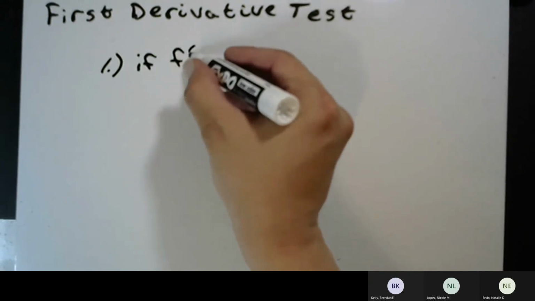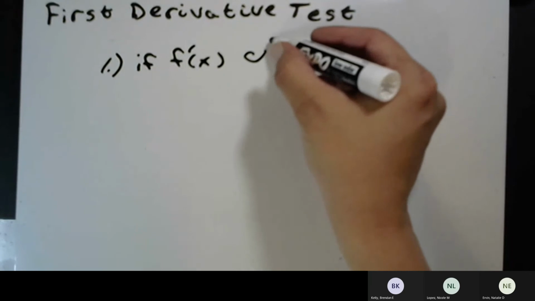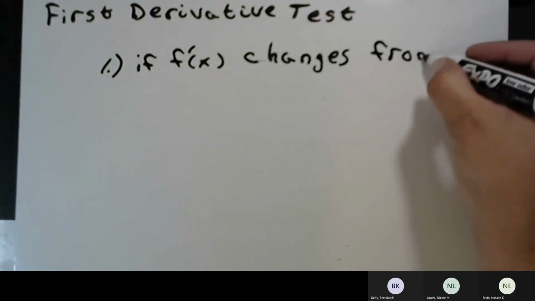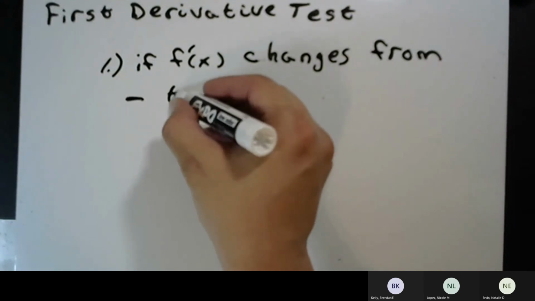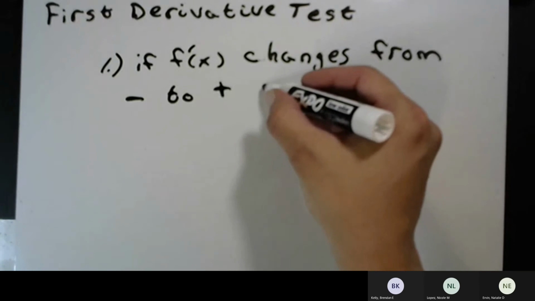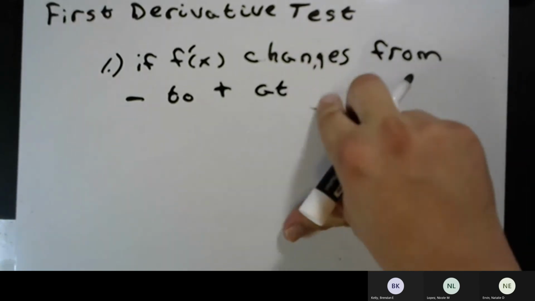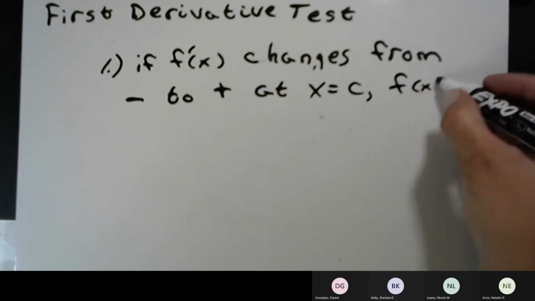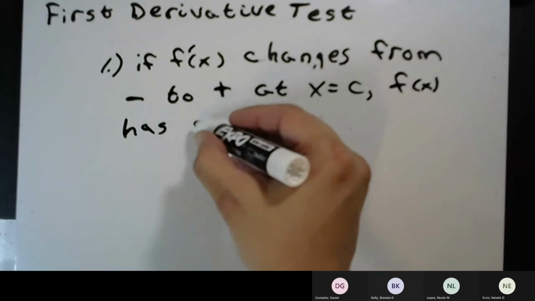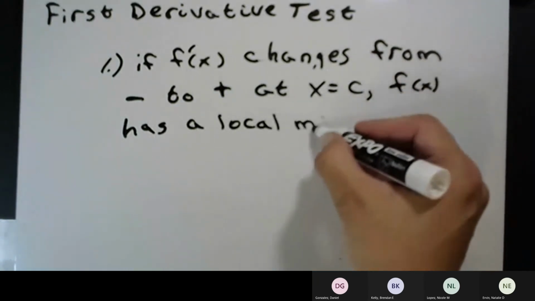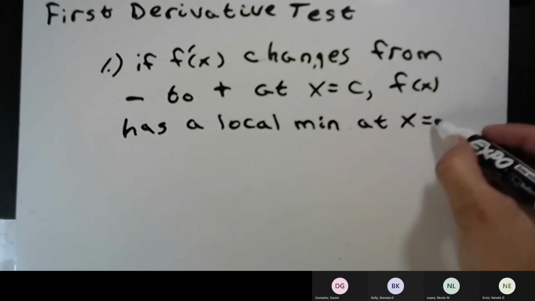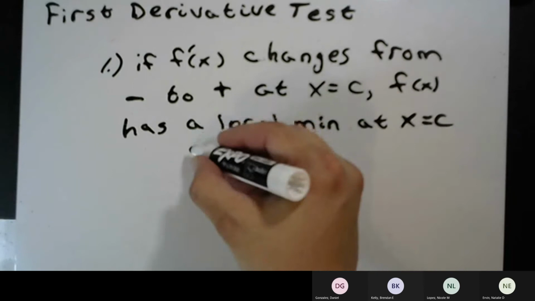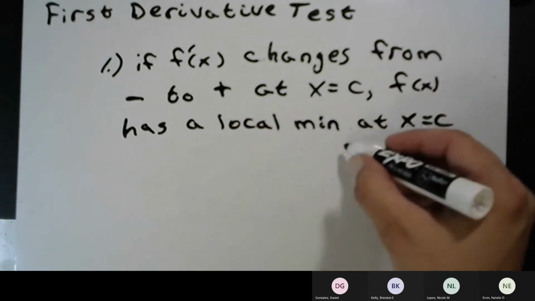If f prime of x changes from negative to positive at C, f of x has a local min at x equals C. And that was that second example that we saw with the downward, well, sort of the smiley face looking arc.